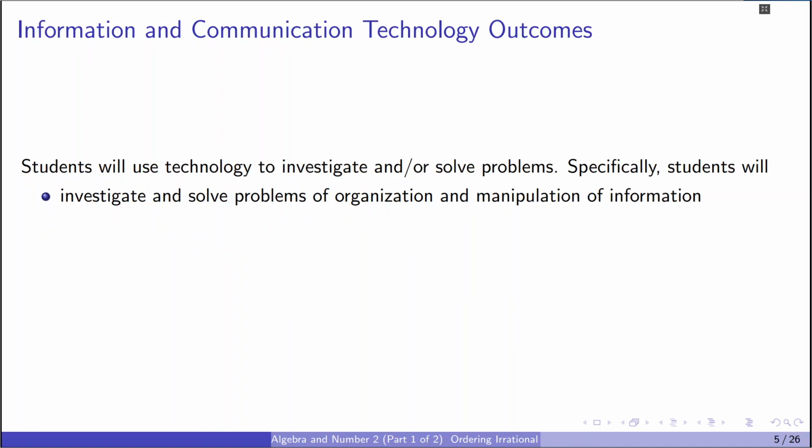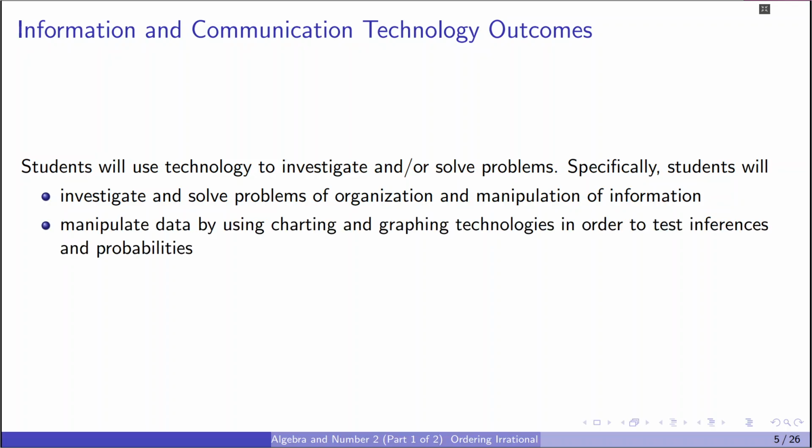Our technology outcome here is to investigate and solve problems of organization and manipulation of information. We're also going to manipulate data by using charting and graphing technologies in order to test inferences and probabilities. Long story short, what we're doing is using the calculators to help us in some of these cases.